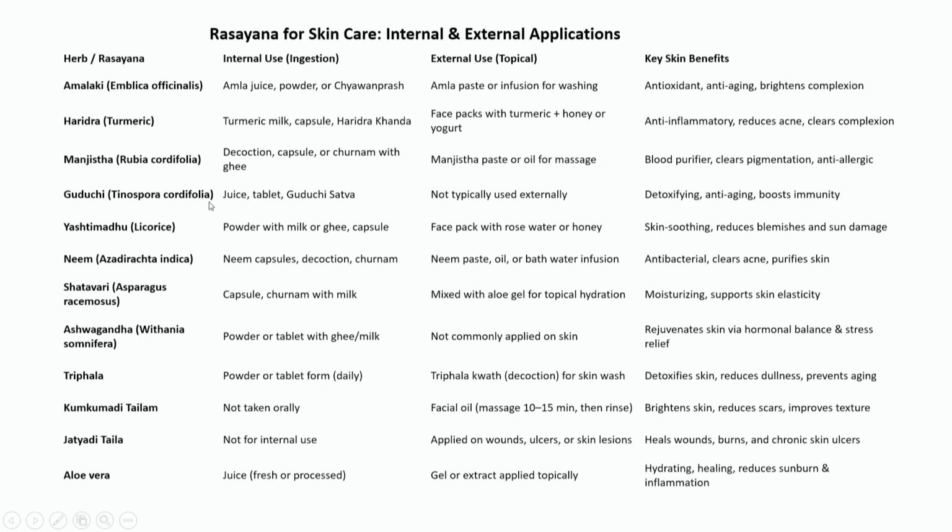Juice of Guduchi, tablets are used, not typically used externally. Guduchi is always used internally. Yashtimadhu is used internally with milk, ghee and capsule or as a face pack. Neem oil, broth, water, infusion and neem capsules and decoctions are used. Shatavari, capsules and churna with milk and mixed with aloe vera gel for topical hydration. Ashwagandha powder with milk, very commonly used as an immunomodulant and not commonly used for the skin outside.